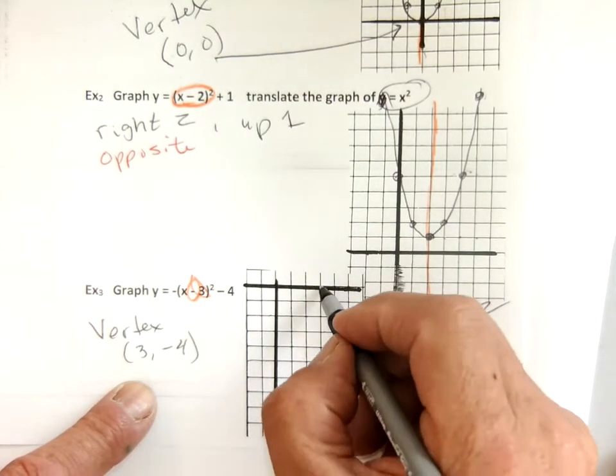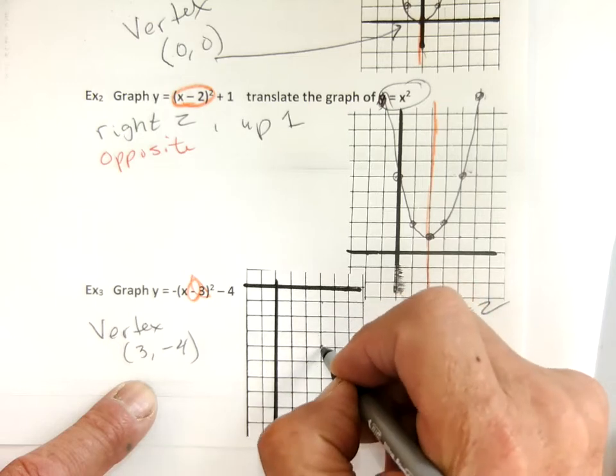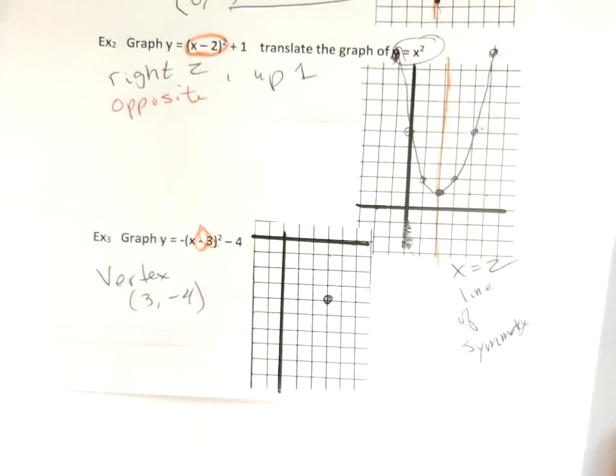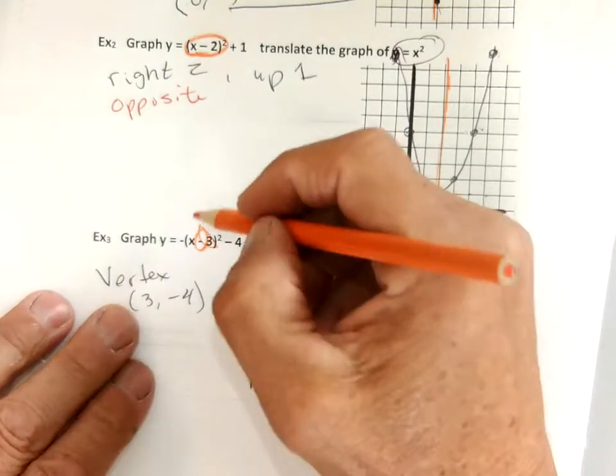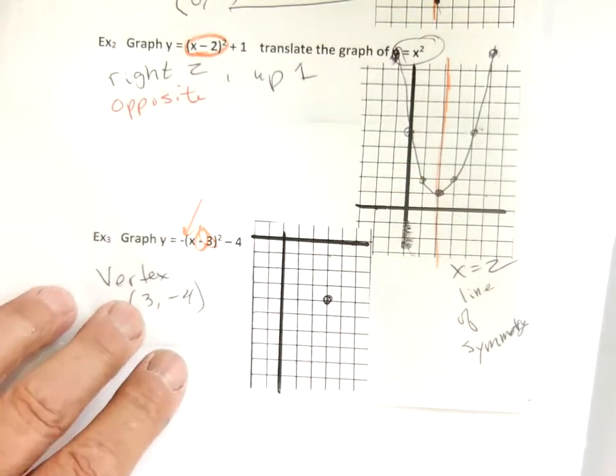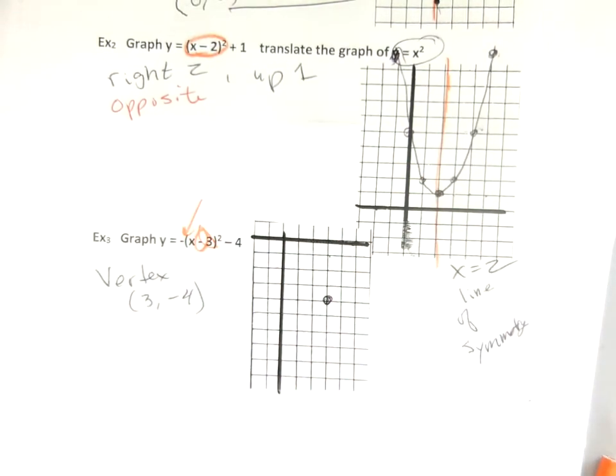Okay, now, before I graph this parabola, tell me what's going on. What do I know? Tell me one thing. It's going down. Yes, it's going down. I agree. It's going down because it's got the negative there. So it's going to go down. Okay, good.